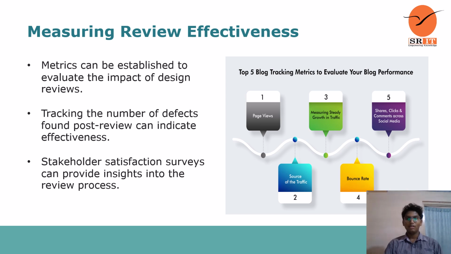One is page views. We are taking a blog as an example, and the metrics of the blog are, one is page views, measuring steady growth in traffic and shares, clicks and comments across social media. Source of the traffic, bounce rate. We can say page views means nothing but how many members visited a certain page in a certain amount of time. And measuring steady growth in traffic means, is there any increase in the views between a certain time and another time.